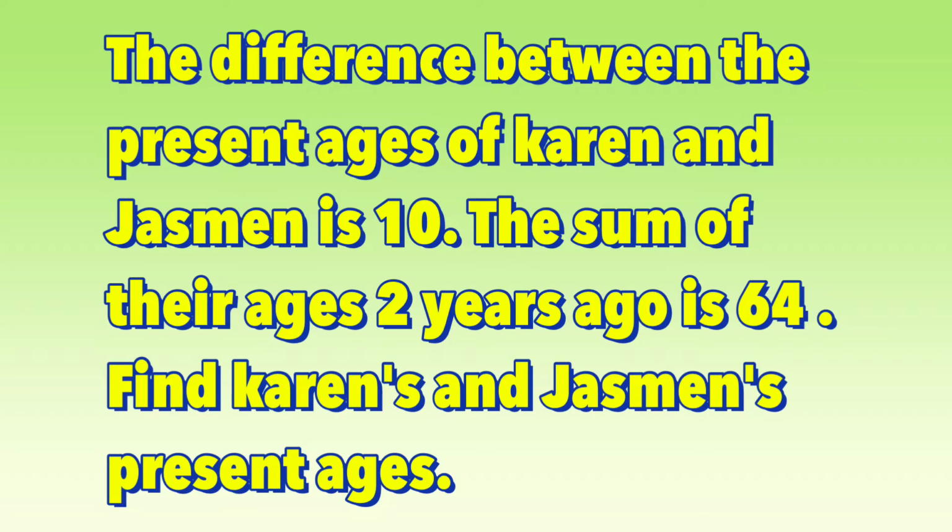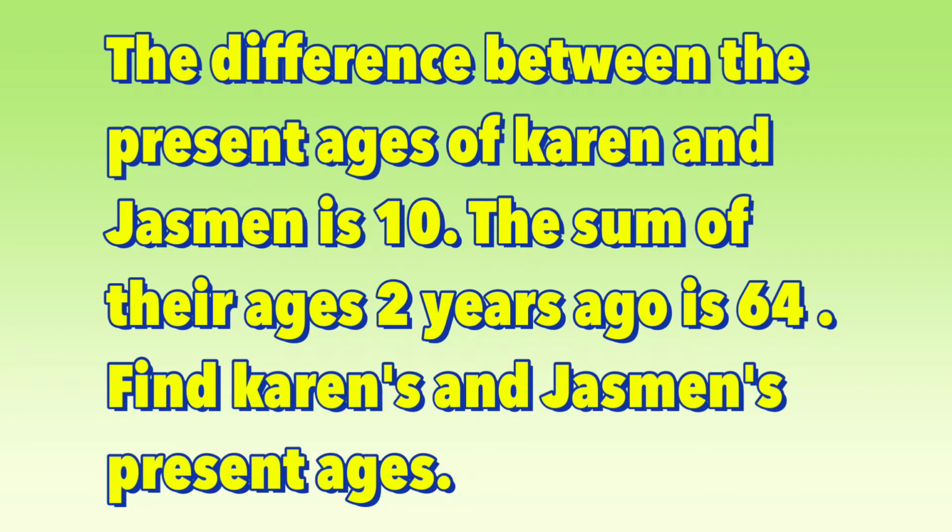Today we're going to study each problem, and this problem we're going to solve by using the system of equations. The first problem: the difference between the present ages of Karen and Hasmin is 10. The sum of their ages 2 years ago is 64. Find Karen's and Hasmin's present ages.